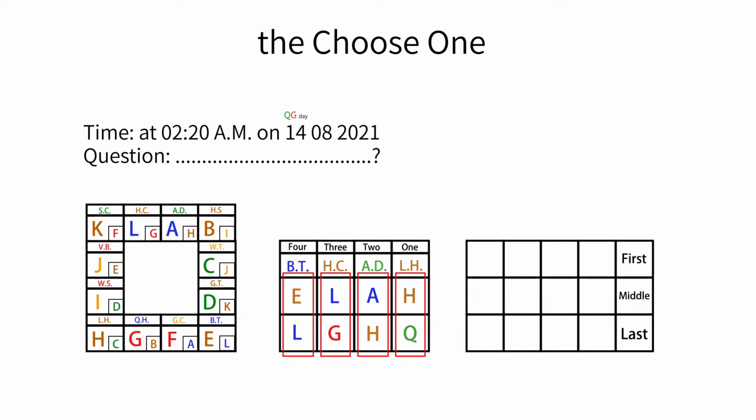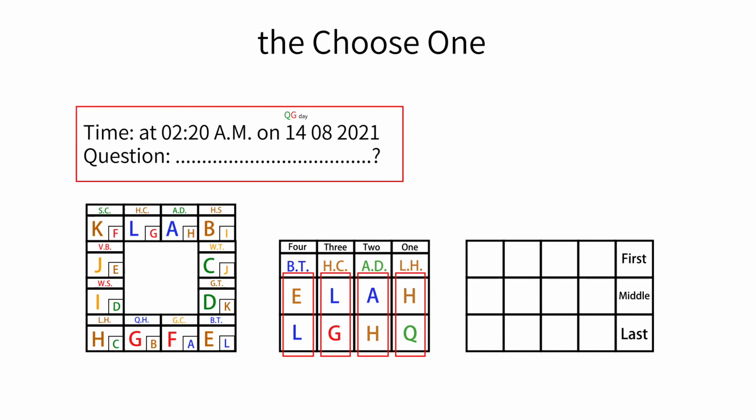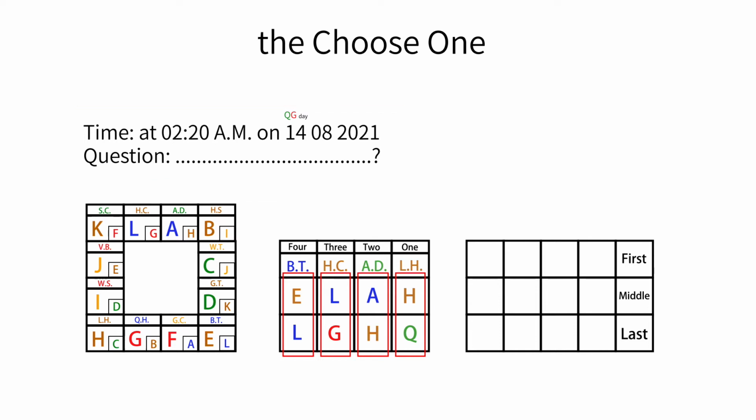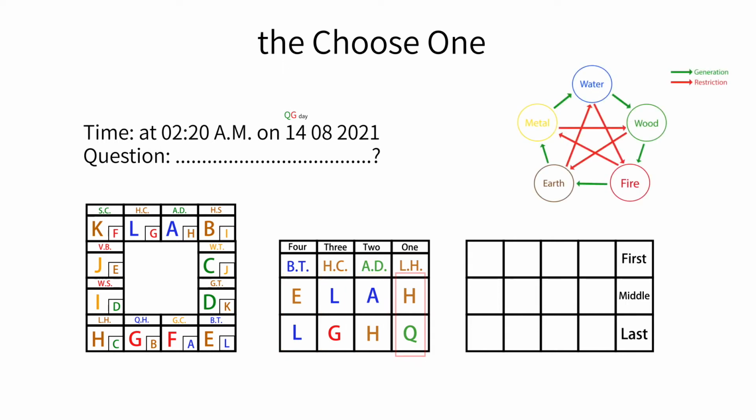For example, at 20 past 2 a.m. on August 14th, 2021, I want to predict something. After thinking about the problem, I arranged this formation according to time. Each of the four combinations of the four lessons has a restriction relationship. Wood restricts earth, earth restricts water, water restricts fire, and earth restricts water.